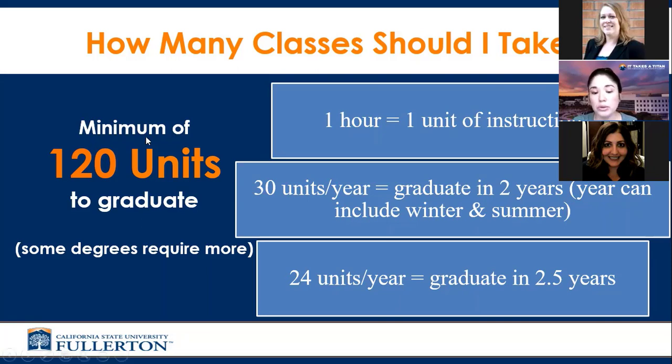If you plan to do 4 classes a semester, or 12 units, so a total of 24 units a year, that means it would take a little longer to graduate. It'll be 2.5 years instead. So do what feels best for you. Maybe you're ready for 5 classes. Maybe that sounds like way too much, but do what's going to be best for you.